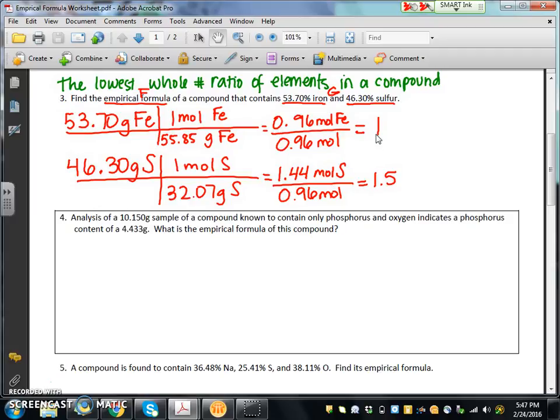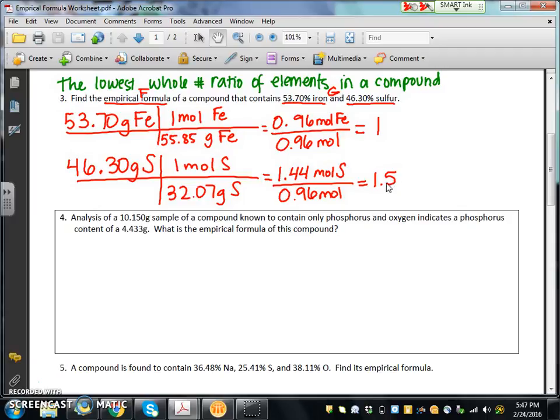Right now I have 1 atom of iron and 1.5 atoms of sulfur. But you cannot have half of an atom. You can only have 1 atom or 2 atoms. You can't have 1.5. So this means we need to think of a number that we can multiply by both of our compounds to where both of them will be whole numbers.